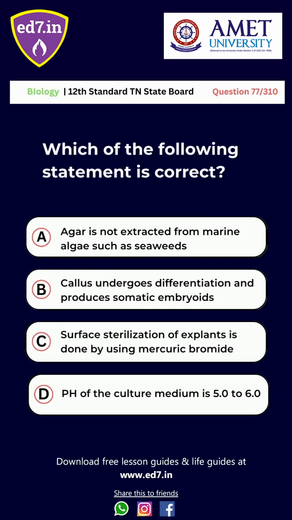Question number 77. Which of the following statements is correct? Option A, agar is not extracted from marine algae such as seaweeds. B, callus undergoes differentiation and produces somatic embryos. C, surface sterilization of explants is done by using mercuric bromide. D, pH of the culture medium is 5.0 to 6.0. The right answer is option D, pH of the culture medium is 5.0 to 6.0.